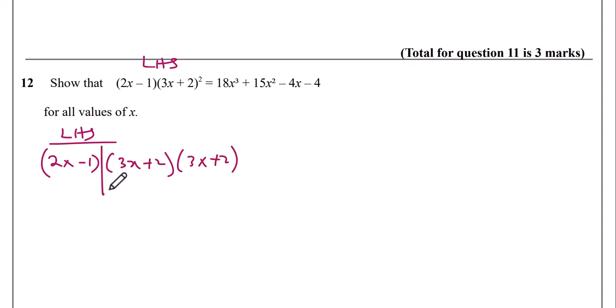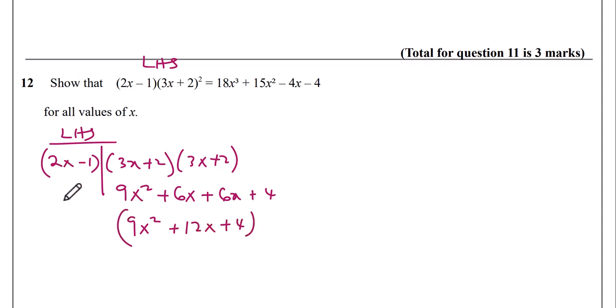I will have to expand the brackets first. 3x times 3x is 9x squared, and 3x times 2 is 6x. Next, 2 times 3x again is 6x, and 2 times 2 is 4. Of course you can simplify that to be 9x squared plus 12x plus 4. Now put that in brackets, and then I'm going to bring this one down, which is 2x minus 1, and then expand the second time.